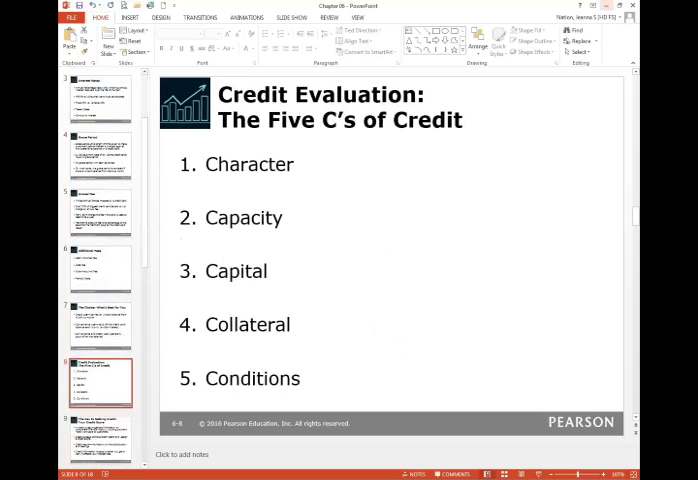Your textbook also talked about the 5 C's of credit: character, capacity, capital, collateral, and conditions. Character is just your overall, basically, willingness to repay the debt. Capacity is your financial ability, so kind of short term. Think of it, how much money do you have each month to pay back your bills?